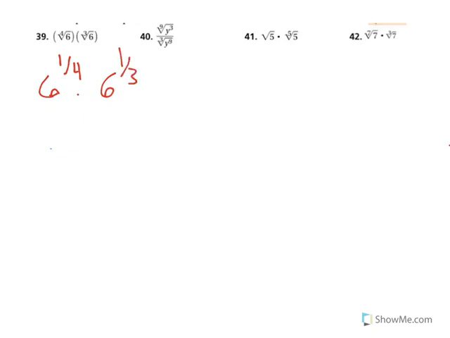So let's do this. It will be 6 power 1 over 4, that's the first one, times 6 power 1 over 3. To simplify this, you can add the powers with the same base. I check they have the same base, so I add 1 over 3 plus 1 over 4. 1 over 3 plus 1 over 4 gives me 7 over 12.